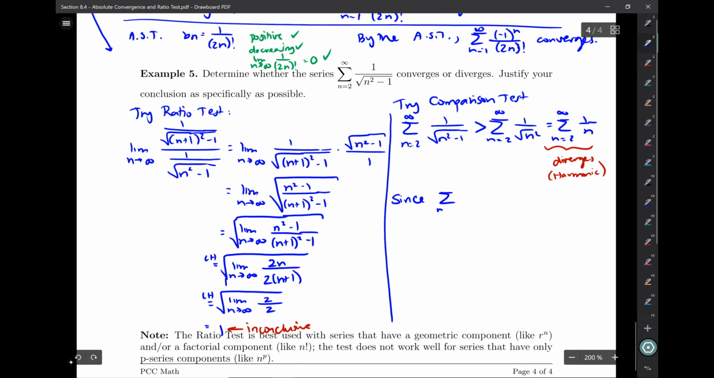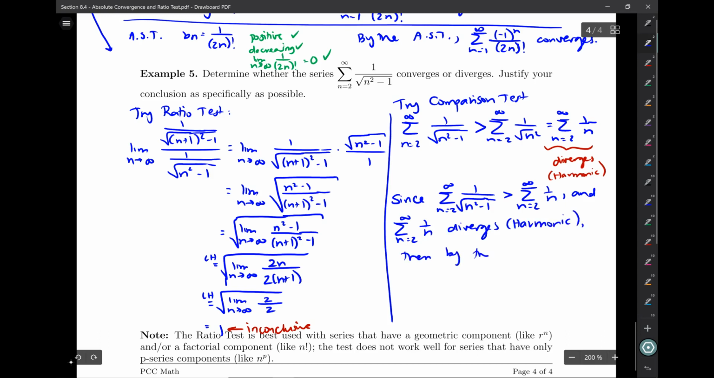So since this inequality is true, we need to start at 2 though, so we don't have division by 0. 1 over root n squared minus 1 is greater than the harmonic series. And we know that the harmonic series diverges. Then by the comparison test, this series that we were wanting to know about, starting at 2 though, also diverges.